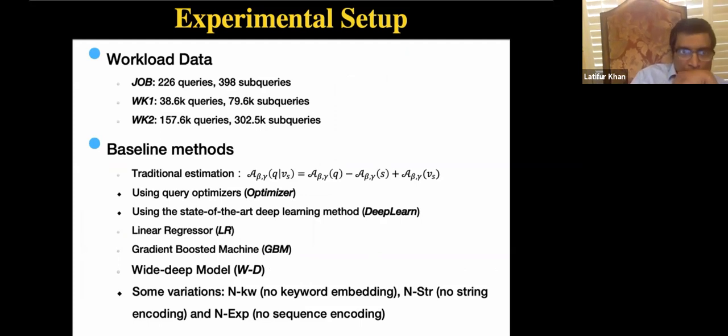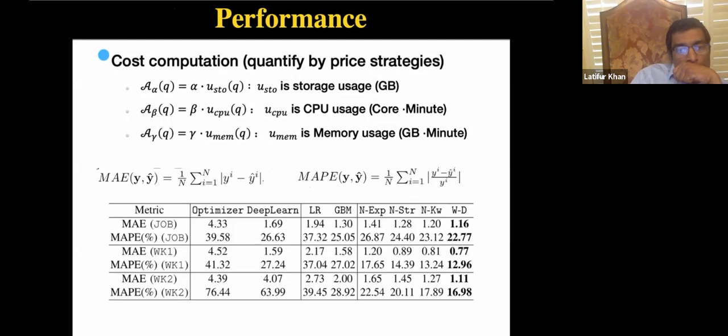And last, we have done some experiments to evaluate the effectiveness. We use 3 workloads and 4 baselines. The first 2 baselines compute the cost by this formula. The difference is that one uses query optimization and the other uses the state-of-the-art deep learning model. The last 2 baselines use traditional machine learning methods to estimate. Also, we compare the effectiveness of different paths of our models. We make 3 variations of our model. The first has no keyword embedding, the second has no string encoding model, and the last has no sequence encoding model. Finally, we compare these methods' performance. The results show that our methods outperform others.